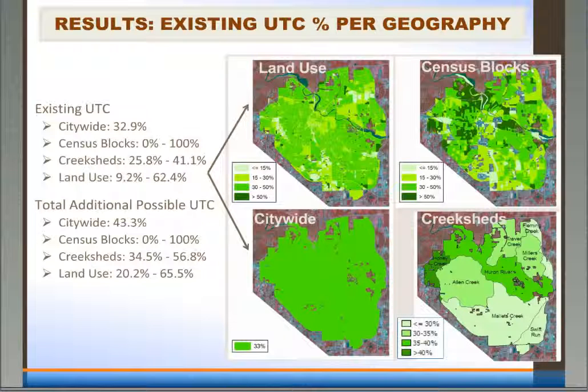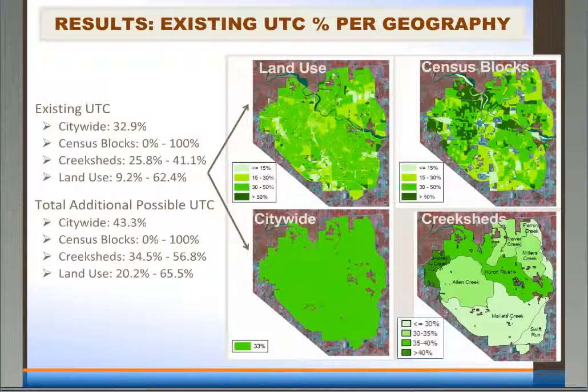So this first example here is looking at how we can symbolize those different assessment boundaries by percentages of tree cover. So all 4 of these are showing existing tree canopy. Citywide, not a very exciting map, 33% tree cover overall. This was Ann Arbor, Michigan.